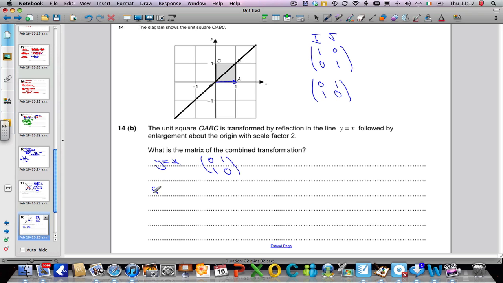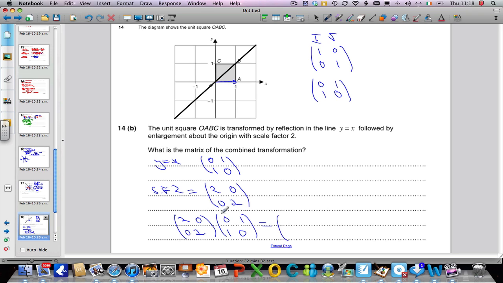And for a scale factor 2, well, that's simply twice the identity matrix. So it's going to be 2, 0, 0, 2. And we're asked to give the matrix of the combined transformation. When you're doing combinations, you always work from last to first, so in that order. So the last matrix is actually 2, 0, 0, 2. That was the last thing that happened. So I'm going to multiply that by the first thing that happened.